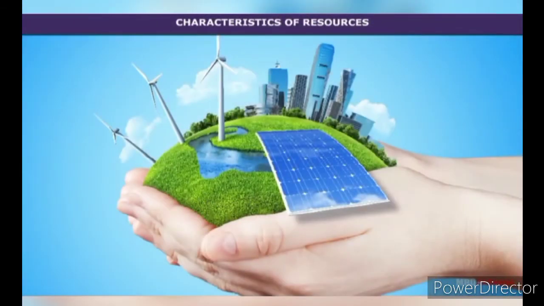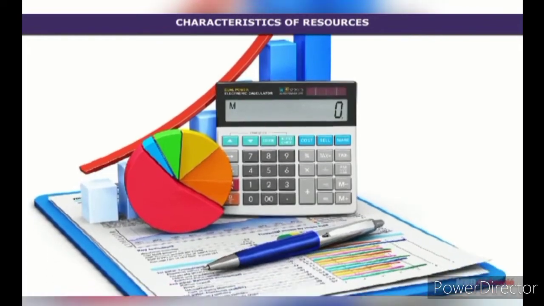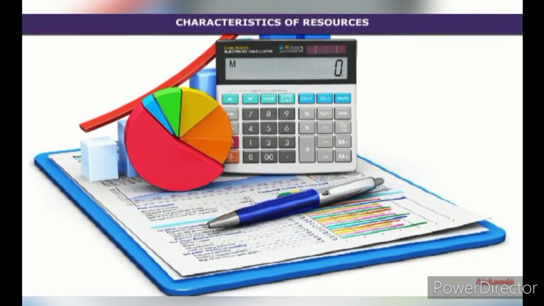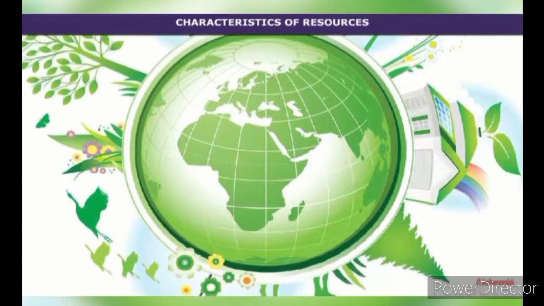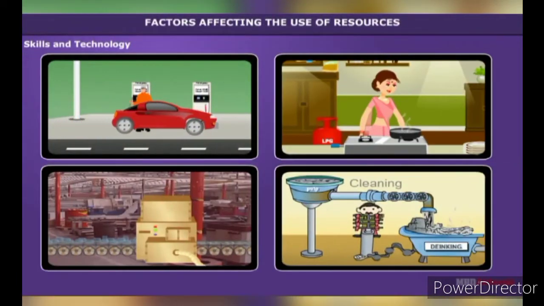Characteristics of resources. Thus, a material can be called a resource if it satisfies the following conditions. 1. It is capable of being transformed into a useful thing. 2. It should exist in sufficient quantity to be exploited for use. 3. It should have certain properties. Factors affecting the use of resources. Skills and technology. The use and value of resources much depends on technology and human skills.